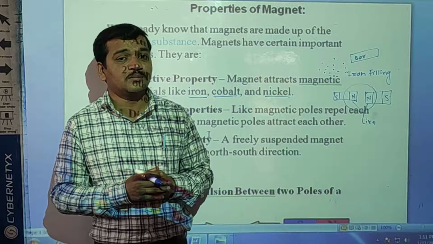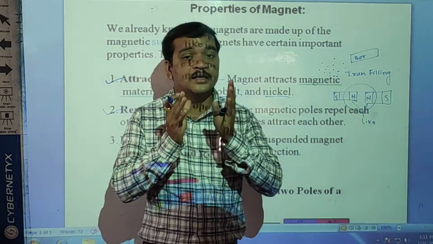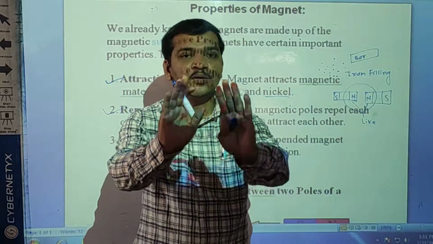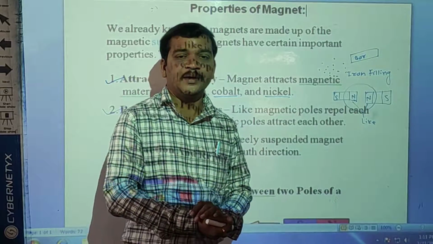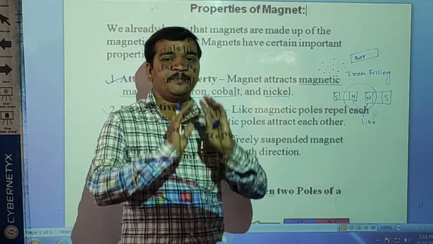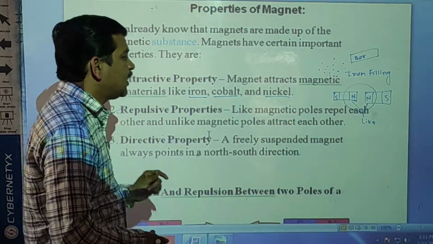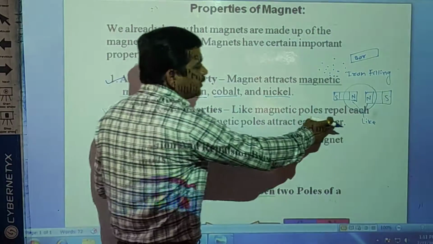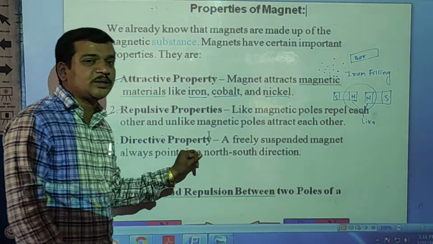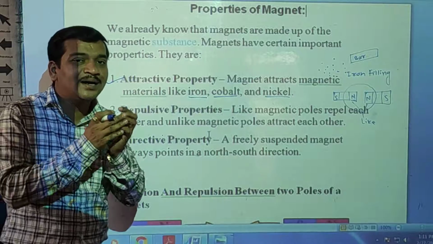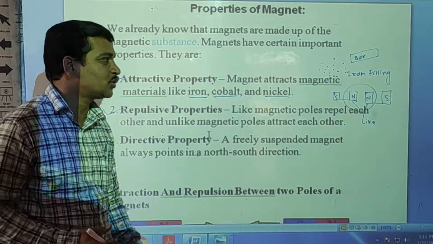And why don't they come close to each other? Because there is a repulsive force. They push, okay, push without touching. They just push forward. So these two poles, like poles, repel each other, whereas unlike poles attract each other.